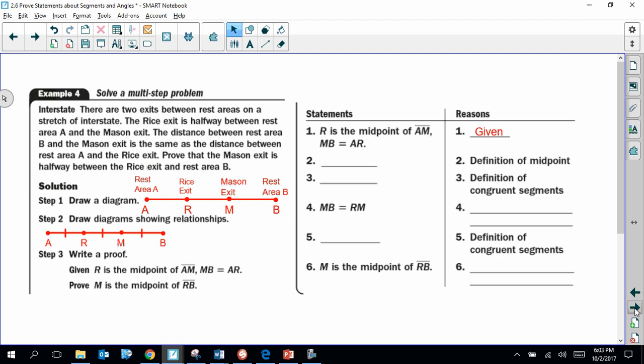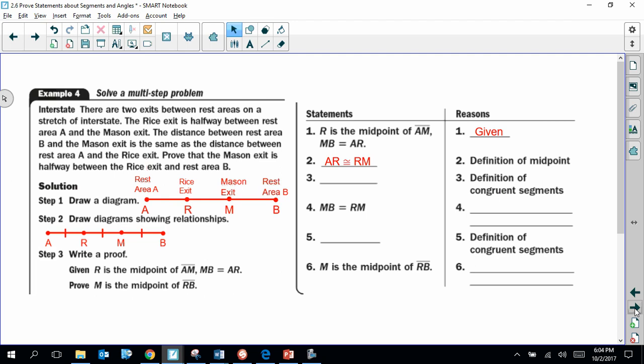You put one in as a given and put the other one as a given. They're both given, so we can combine them into one statement. Well, based on the fact that R is the midpoint of AM, we can use that information to show that AR must be congruent to RM, because that's the definition of what a midpoint does, divides it into congruent segments.